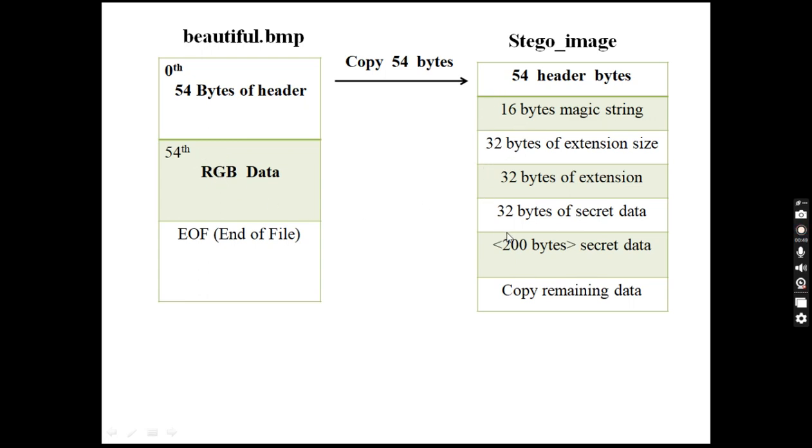After allocating all this memory, that is 16 plus 32 plus 32 plus 32 plus 200, still some memory will be remaining, means still some RGB data will be remaining. So we have to copy that RGB data, that is, copy the remaining data. Then only we can create a stego image which is similar to beautiful.bmp. So this is how we are going to create a stego image from this beautiful.bmp.